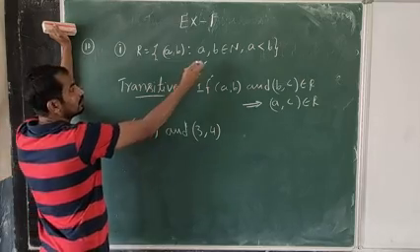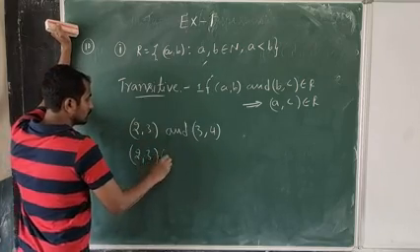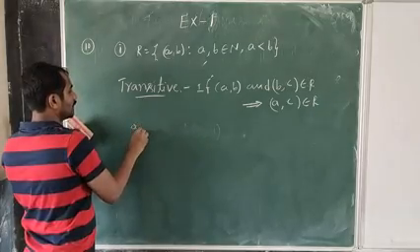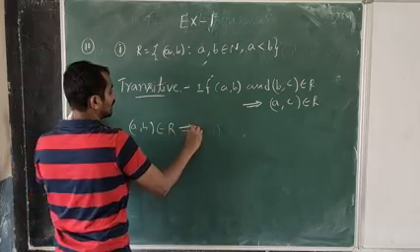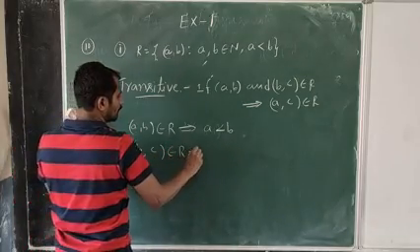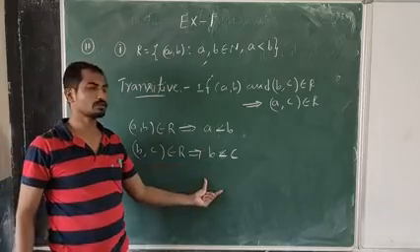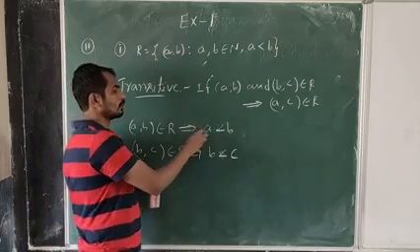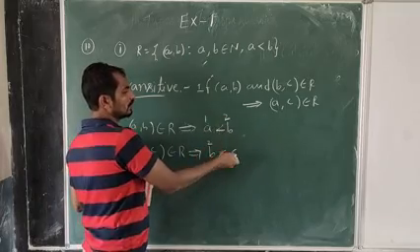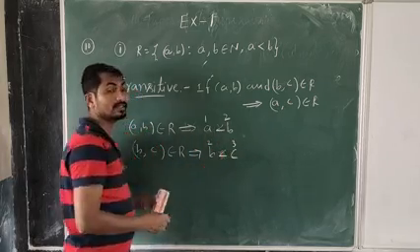Now A comma B belongs to R means 2 comma 3 belongs to R, which means you can write A less than B. Next, B comma C belongs to R, then you can write B less than C. So from both these conditions, A is the smallest. Suppose A is 1, another will be 2, and C is bigger than B, so it can be 3, 4, 5. Suppose you take 3. Clear?